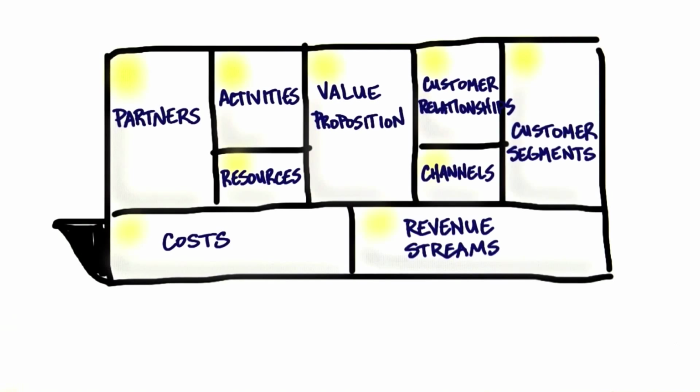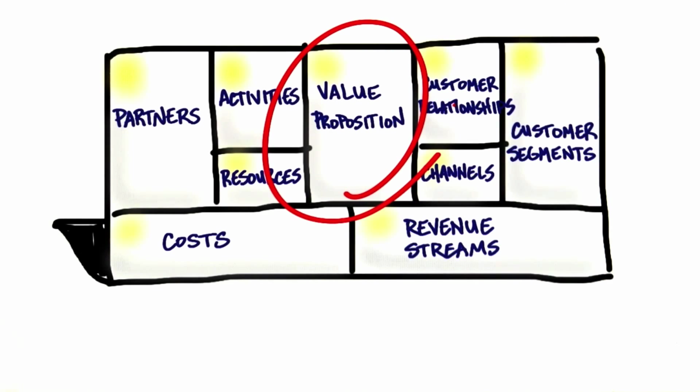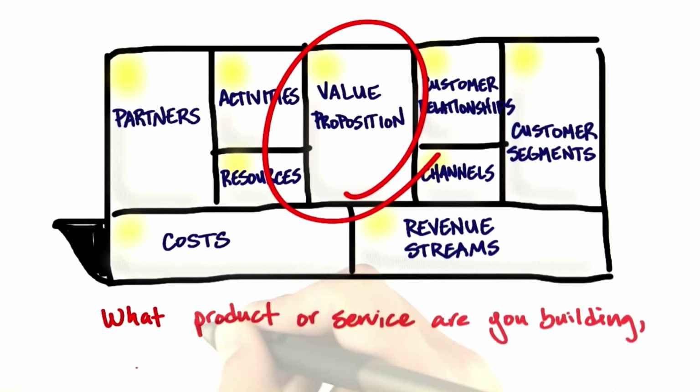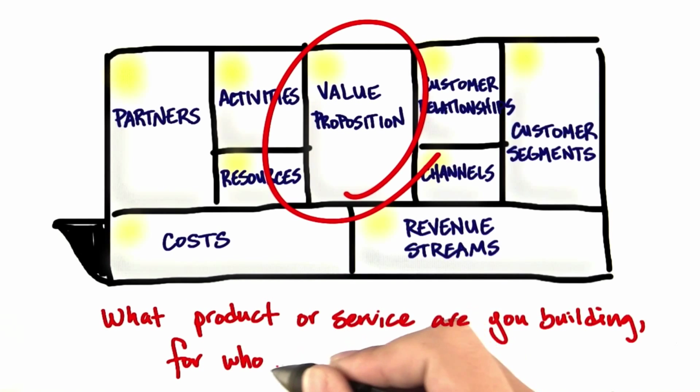So you're all familiar with the business model canvas. And hopefully by now you've actually taken a shot and tried to fill out the canvas for your own idea in your own startup. But today we're going to talk about the first box, value proposition. Value proposition is just a fancy word in the business model canvas for what it is that you're building. What product or service are you building?